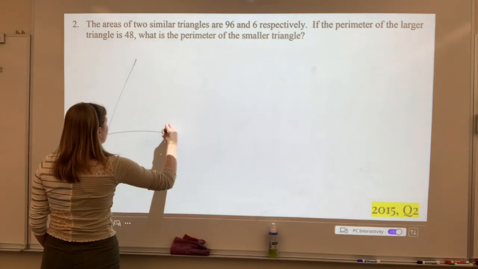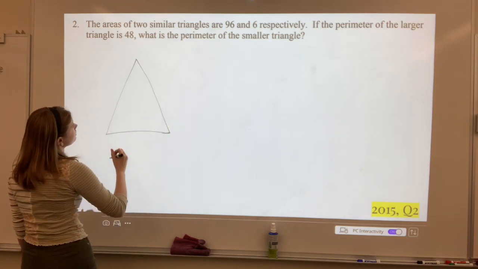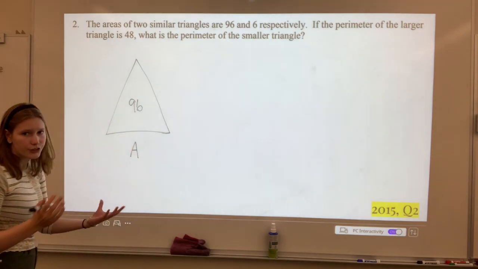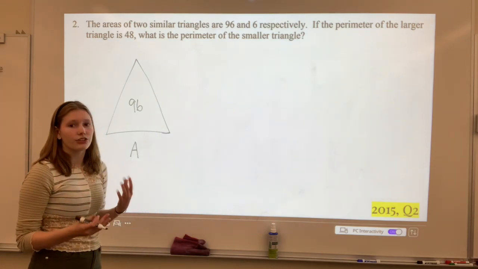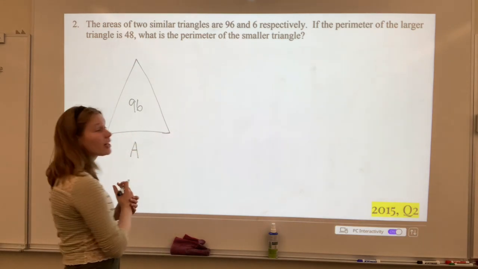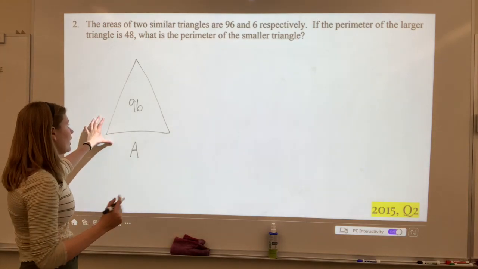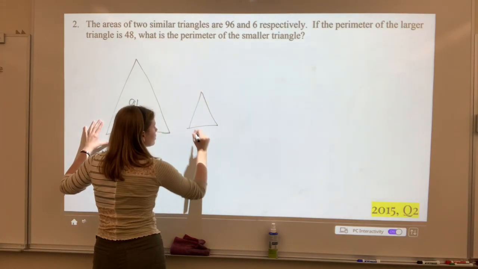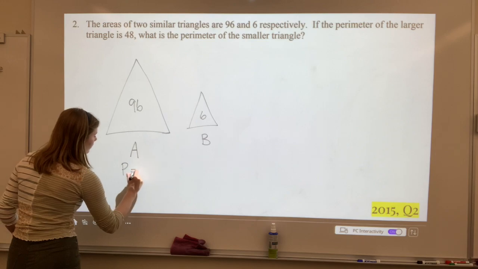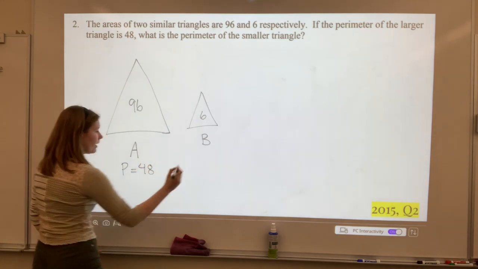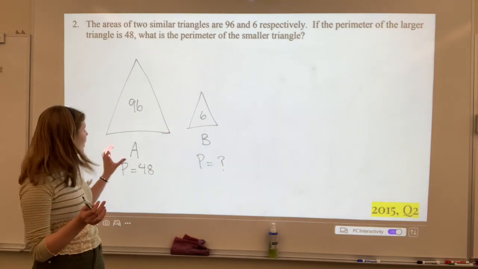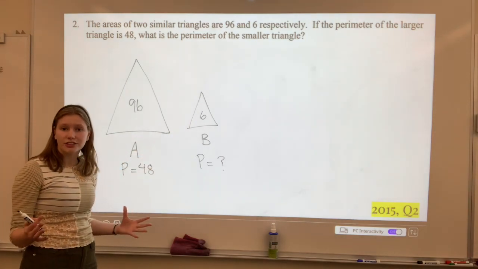So let's just say this is triangle A. It's our larger triangle, and its area is 96 unit squared. We don't have a unit. When you're answering anything, they're not going to require a unit, but sometimes it is helpful to just keep track of what you're doing. But I don't think we need that for this problem. So that's triangle A, and we have triangle B with an area of 6. We know that the perimeter of this triangle is 48, and we want to know what the perimeter of triangle B is. Since we know the areas of both triangle A and B, we can find the scale factor.